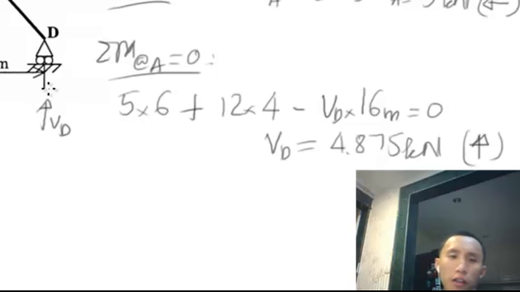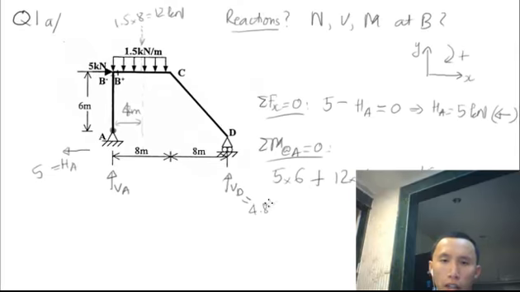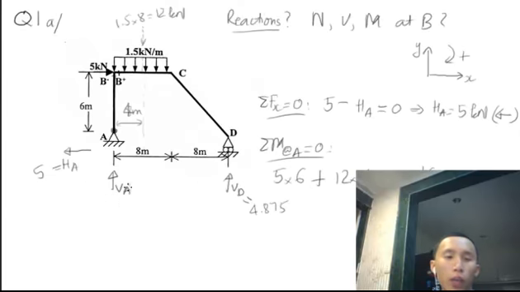Okay, so I put here it's going to be 4.875. So we're left with VA. So easy, right? We already took sigma Fx and sigma moment, and now we take sigma Fy. Okay, now we'll take sigma Fy equal to 0. We have this vertical and this vertical, so 3 forces in the vertical direction.